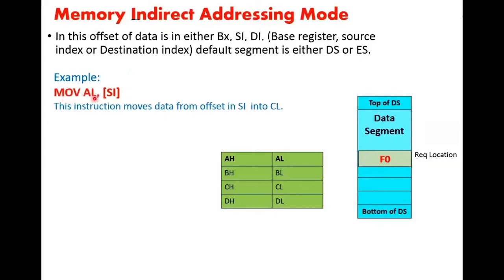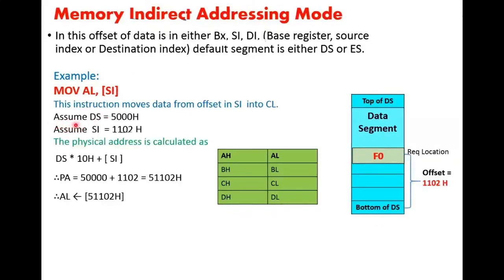Now we have taken one example instruction, MOV AL, [SI]. Whenever a square bracket is given, remember that it is an offset, a memory location. We should assume that DS starts from 5000 and the content of SI is 1102. Now we know how to calculate the 20-bit physical address. The formula is segment address into 10 plus the offset.